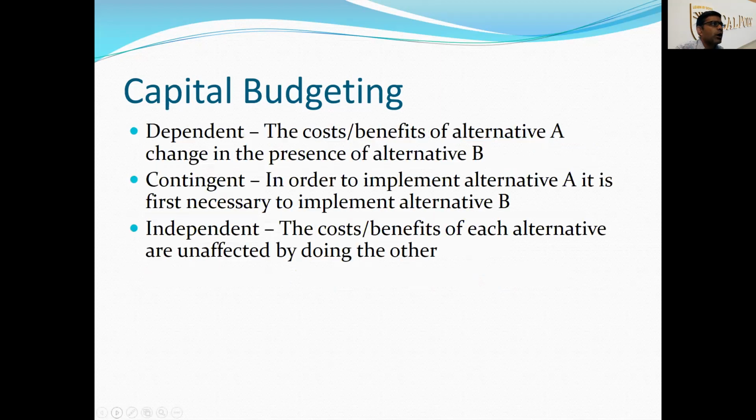But we have a way of solving those types of problems. This could be a dependent problem, where the costs and benefits of alternative A change in the presence of alternative B. It could be contingent: in order to implement alternative A, it is first necessary to implement alternative B. So if you didn't do B, then you cannot do A at all. Or the costs and benefits of each alternative are unaffected by each other, so they might be completely independent.